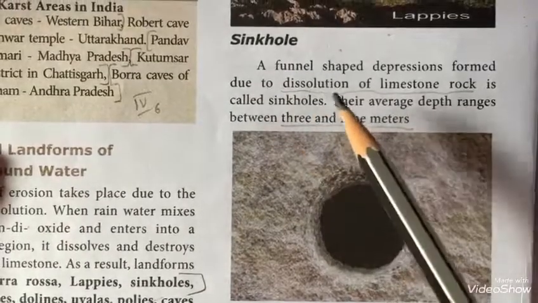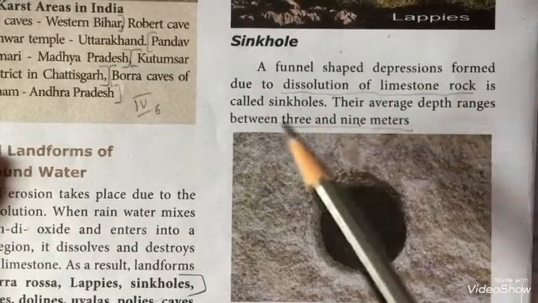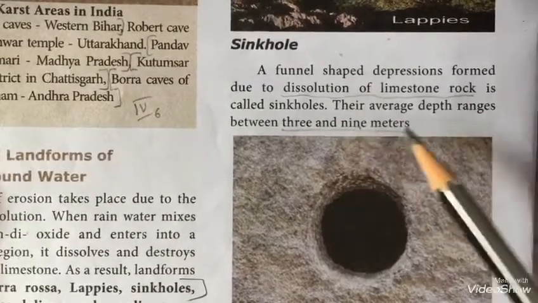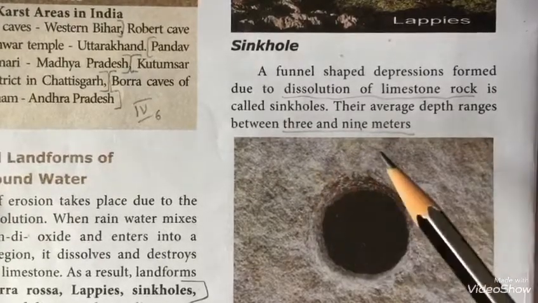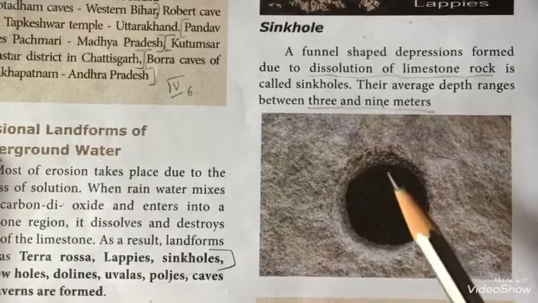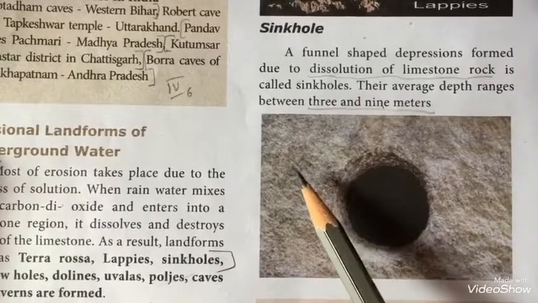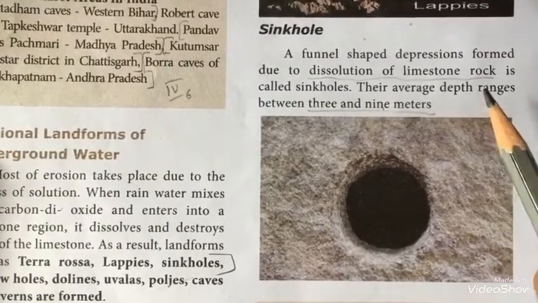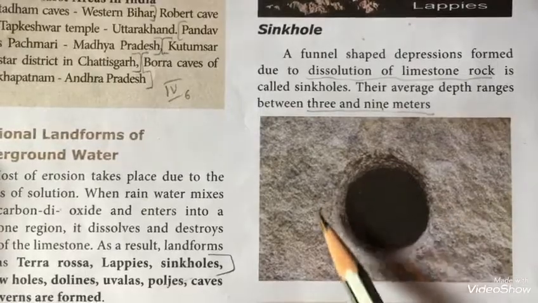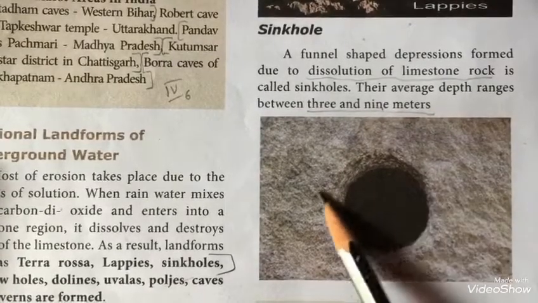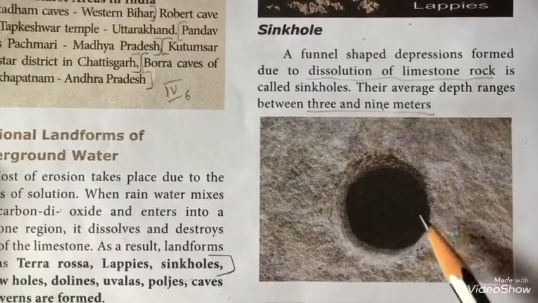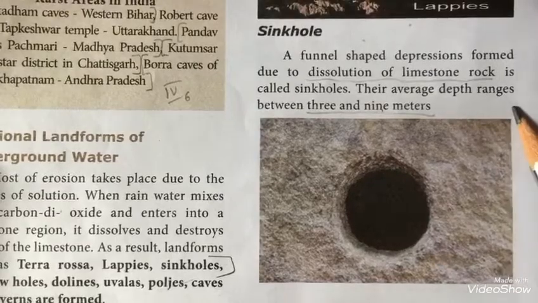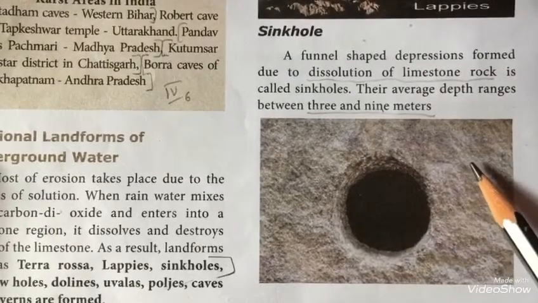Sinkhole. A funnel-shaped depression formed due to dissolution of limestone rock is called a sinkhole. Their average depth ranges between 3 and 9 meters. We have already seen the structures made by the groundwater in the limestone regions. The limestone rock is dissolved by the underground water, so a depression similar to a funnel shape is formed there and it is known as a sinkhole.